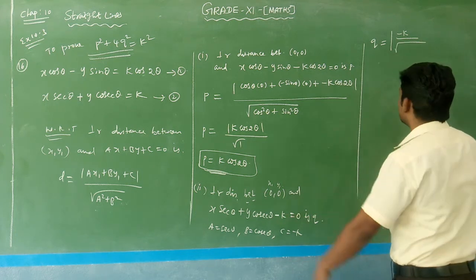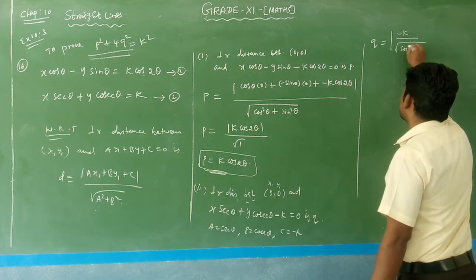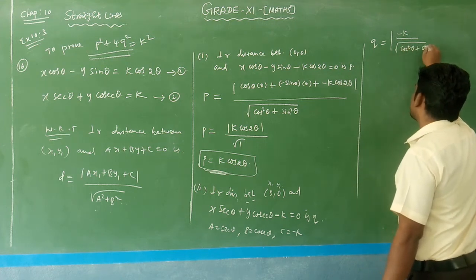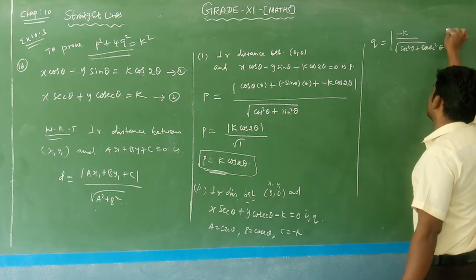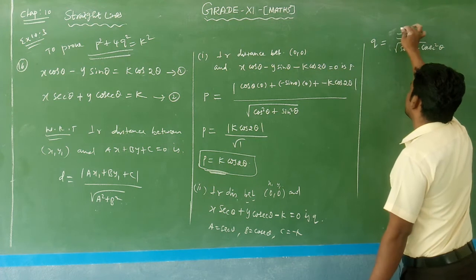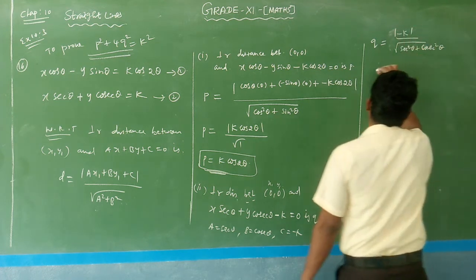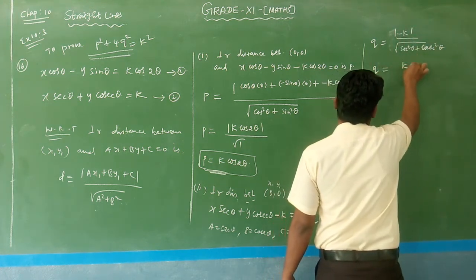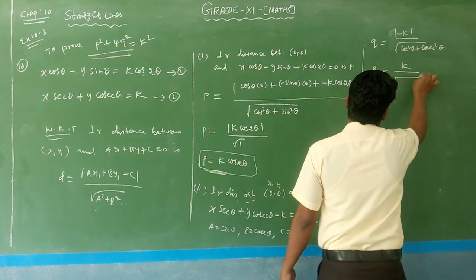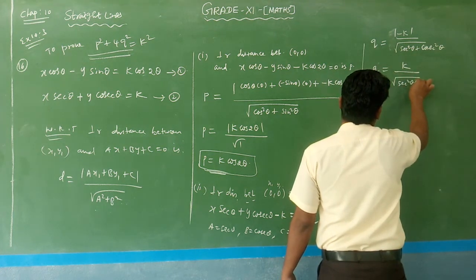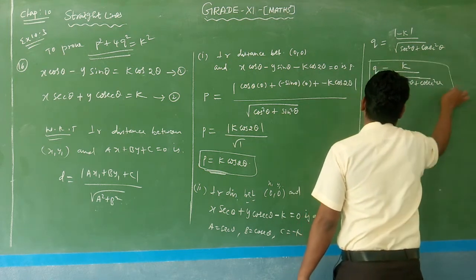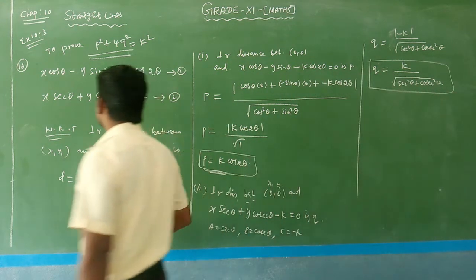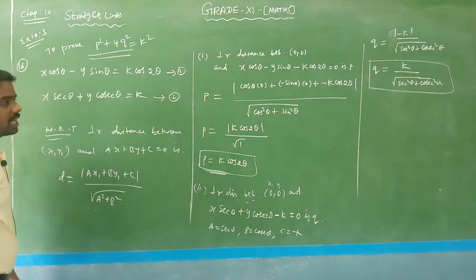Constant term minus k divided by root of a square plus b square. A is secant theta, so secant square theta plus b square is cosecant square theta. The modulus of minus k is plus k. So Q is k divided by root of secant square theta plus cosecant square theta. We need to prove p square plus 4q square equal to k square.